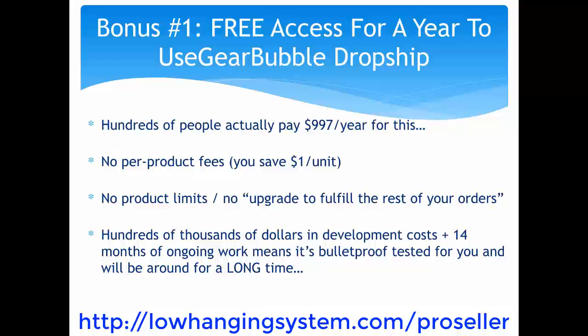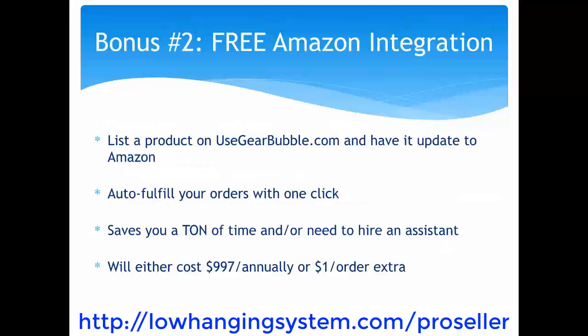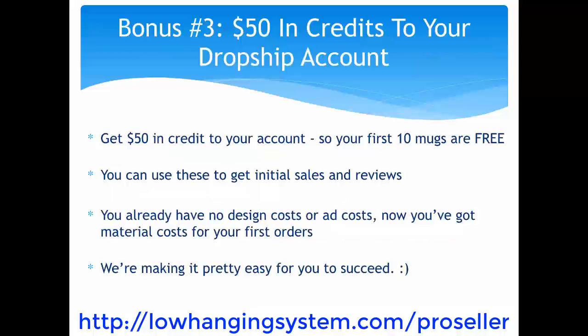You get access to a year of that used gear bubble dropship, a $997 a year value. You don't have to pay $1 per unit, no product limits, nothing like that. You get the free $997 a year Amazon integration, which is only available for our group right now. And when the other integrations come out, by the way, eBay, Etsy, and stuff, I'm pretty sure our group is going to get it first. Well, actually, I shouldn't promise that. You also get $50 in credits to your dropship account. You get all of that so that your first mugs are free. You don't have to worry about anything with that.